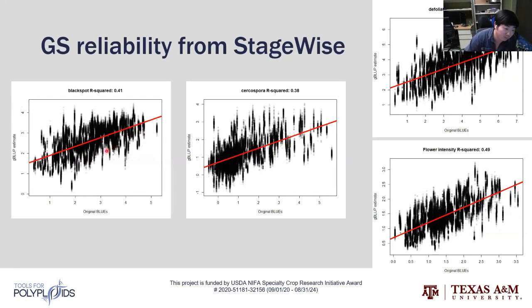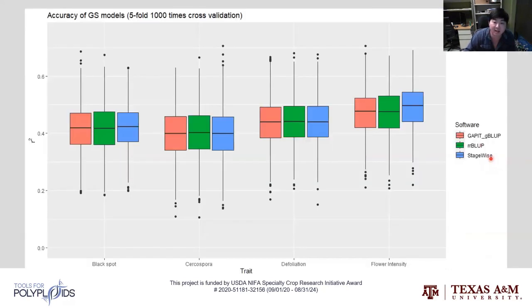And if I go back up to the RR-BLUP and to stage-wise, the cloud of data points that we see is the same. And we have 0.41 for black spot, 0.38 for Cercospora, 0.43 for defoliation, and 0.49 for flower intensity. Now you'll notice the flower intensity here goes up a bit, and this is better shown in the next slide where I compare the accuracies.